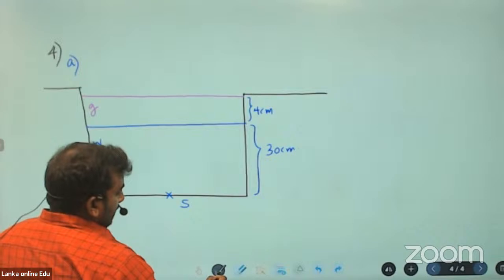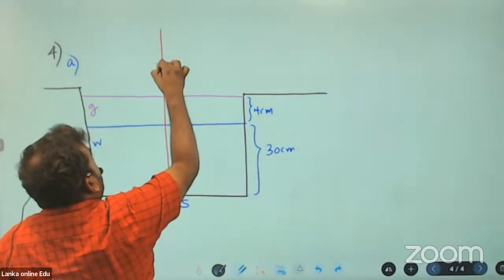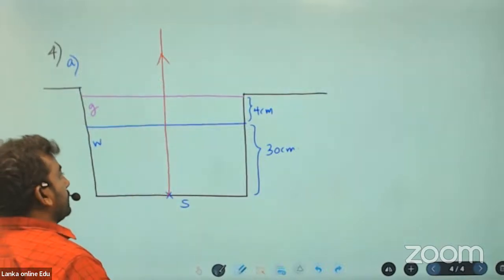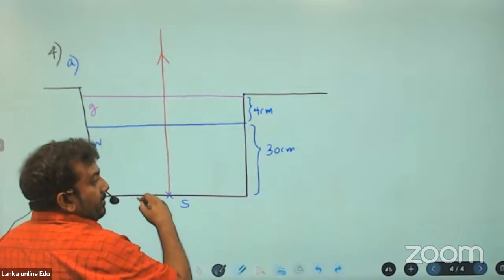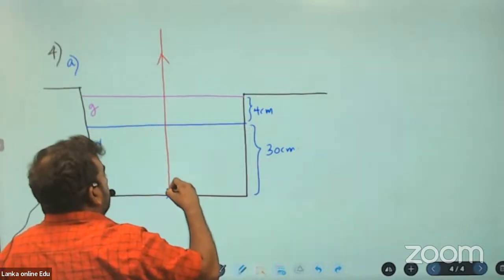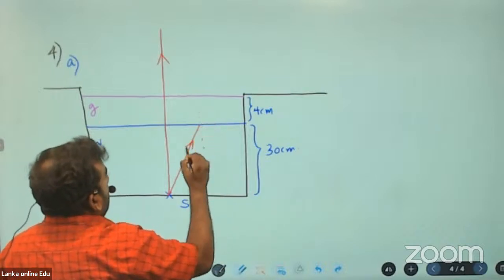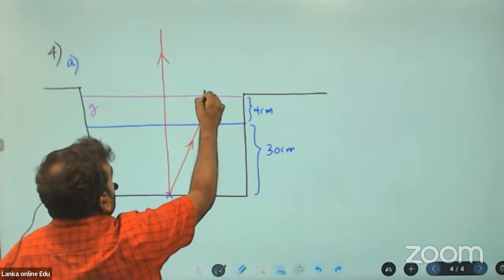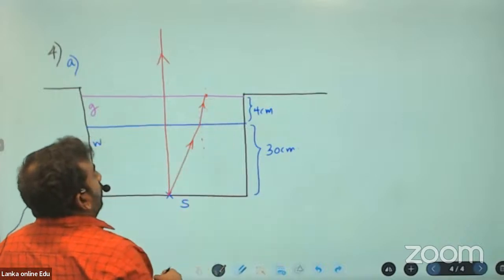You have a source here. A light ray directly travels into air. That's one. Refractive index of glass is 3 over 2, 1.5. Refractive index of water is 1.4. Rarer to denser, the light ray travels like this, towards the normal. Denser to rarer, away from the normal.